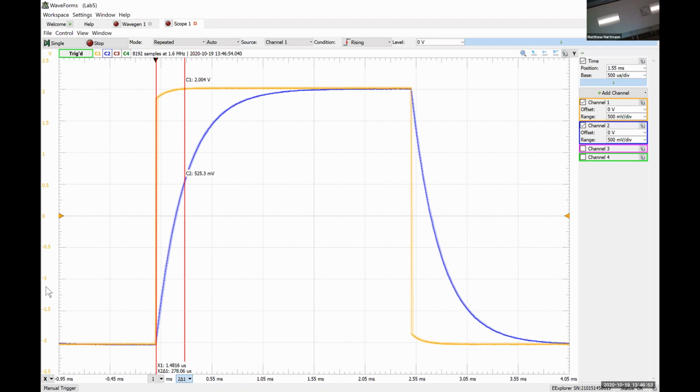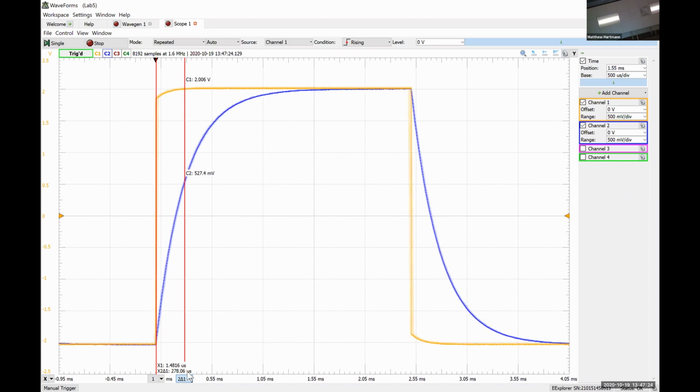I can see down here at the bottom, it says X2 delta 1 is 278.06 microseconds. That is the time difference between my 2 markers. One is set at T equals 0, and the other one is set at exactly 1 time constant later, which means the time constant for this RC circuit is 278.06 microseconds.